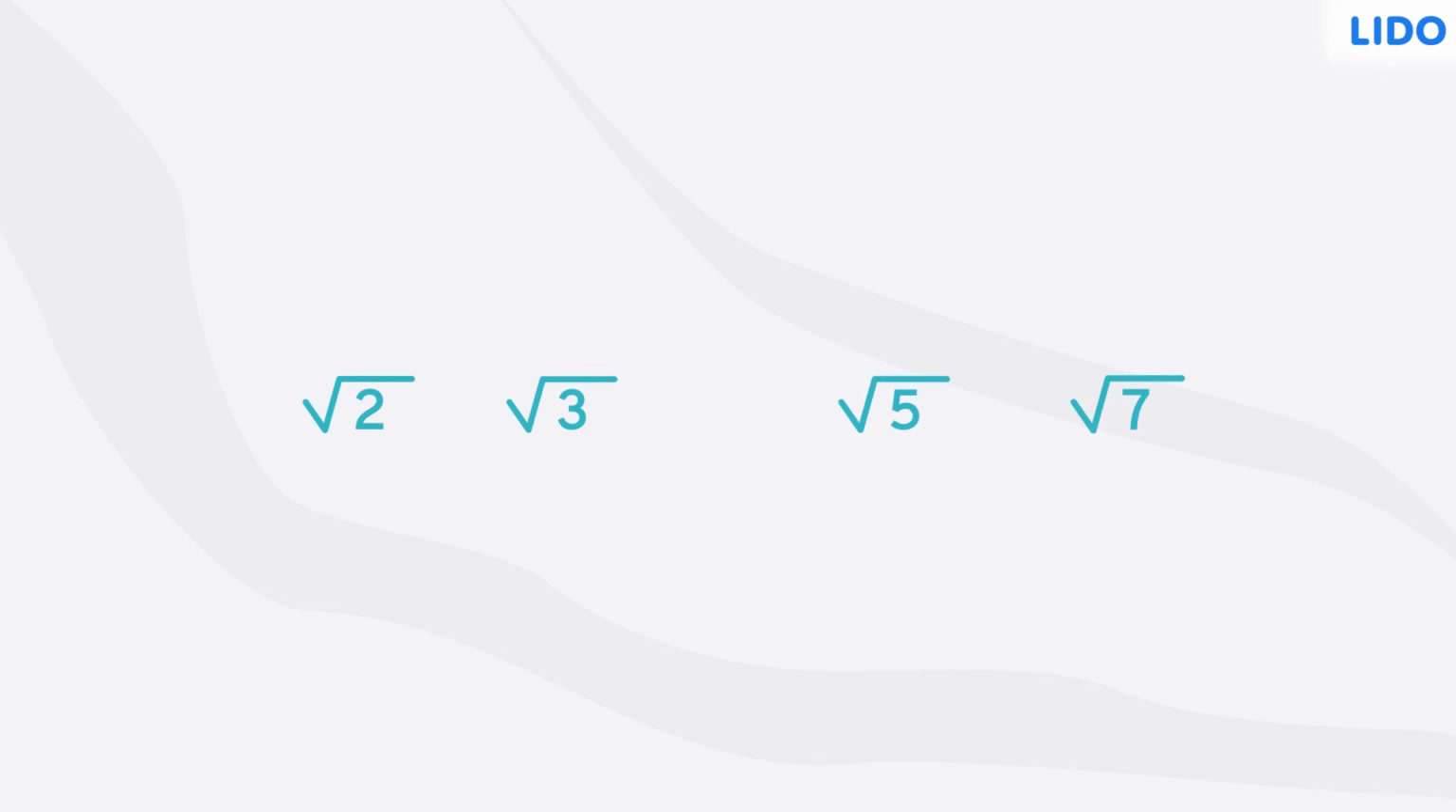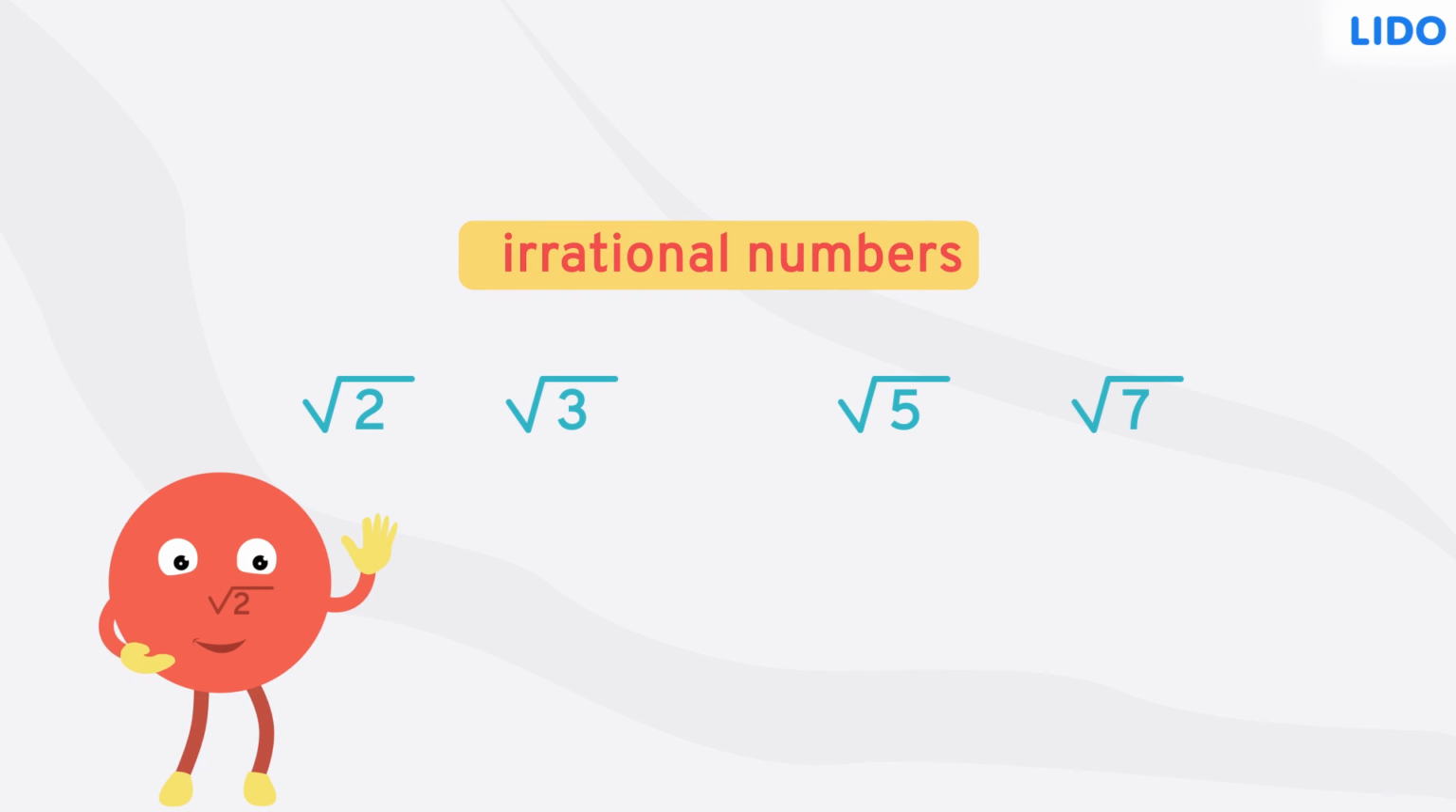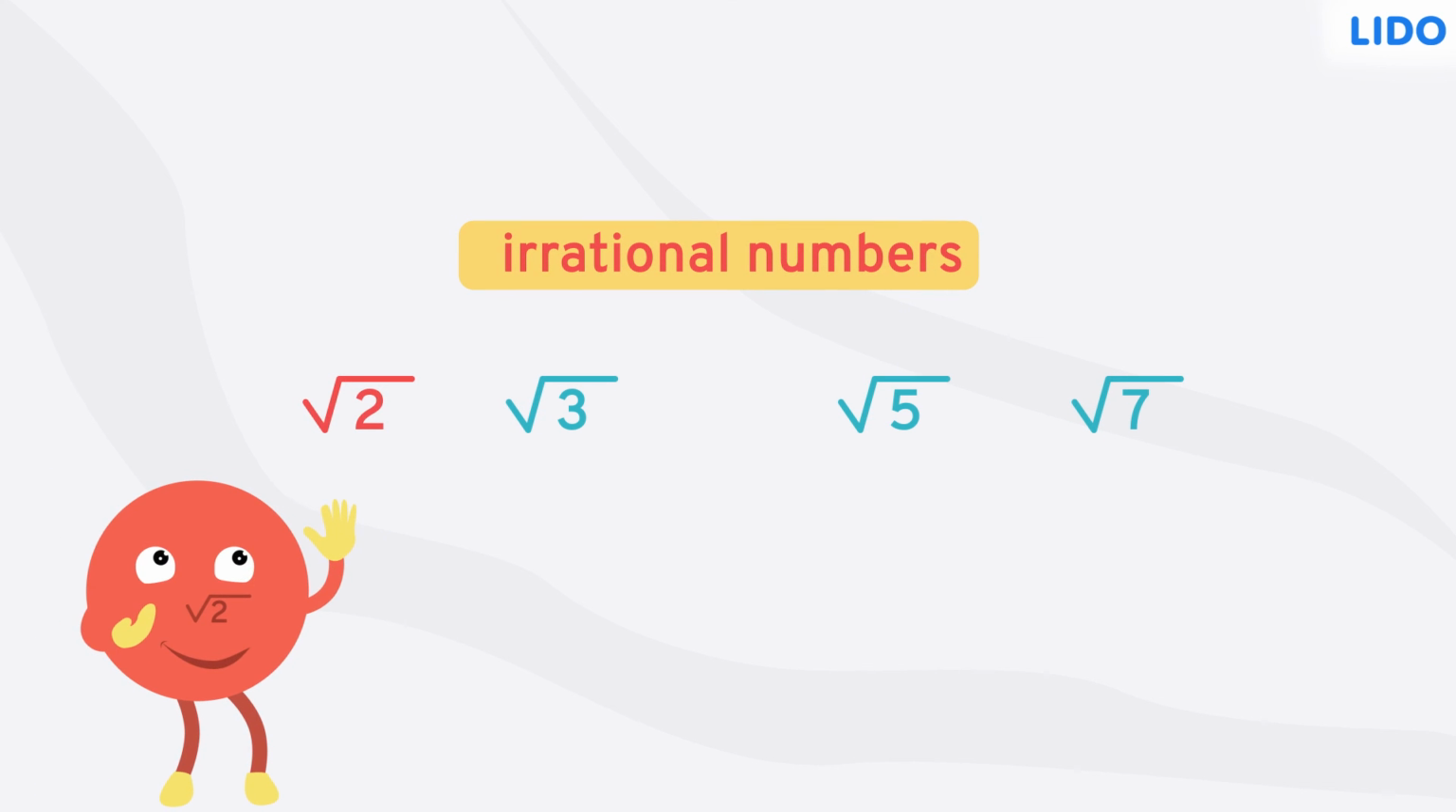There are many numbers other than the square root of 2 that are not rational numbers. We group them separately in another set of numbers called irrational numbers. Well, square root of 2 is happy now that you know him. Thanks for listening, he says.